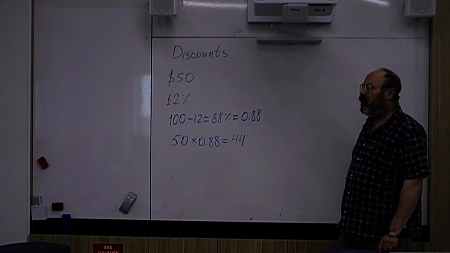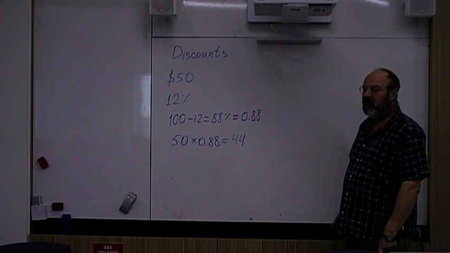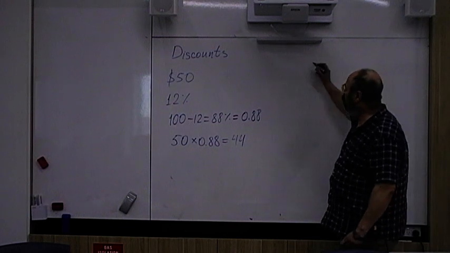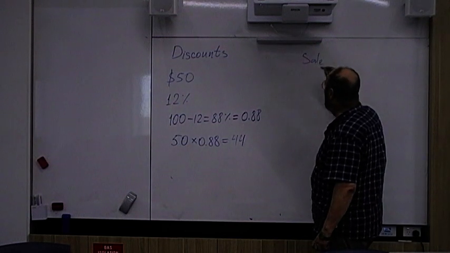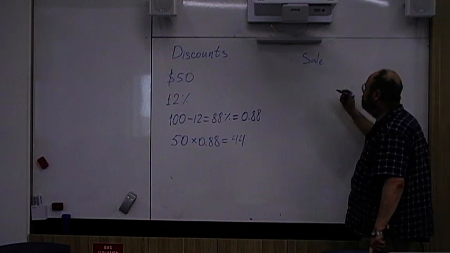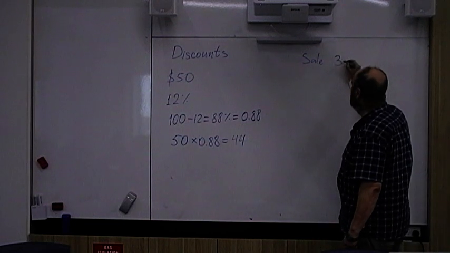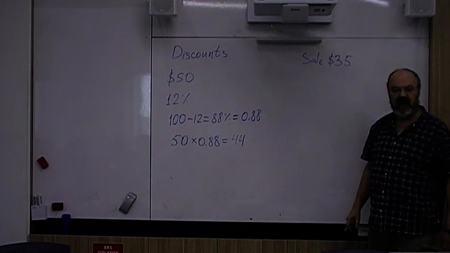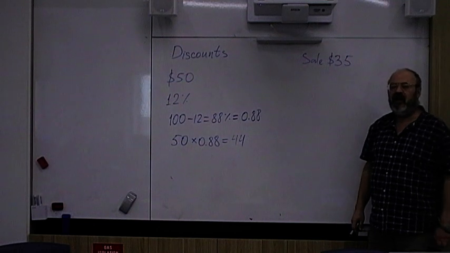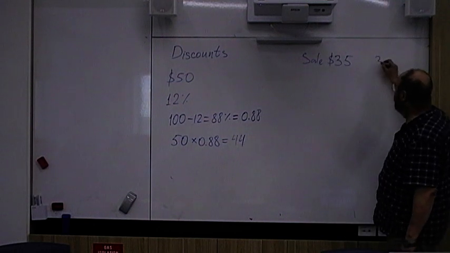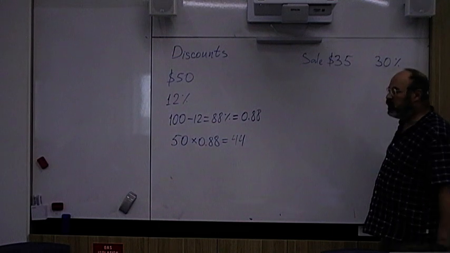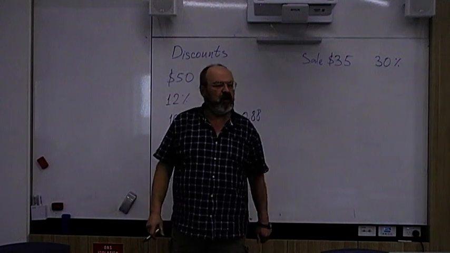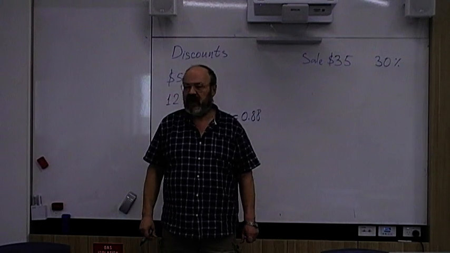Now, let's do the inverse, the opposite. So if you know that on the sale, some item cost $35, and during the sale it was discounted by 30%, what was the original price before the sale?